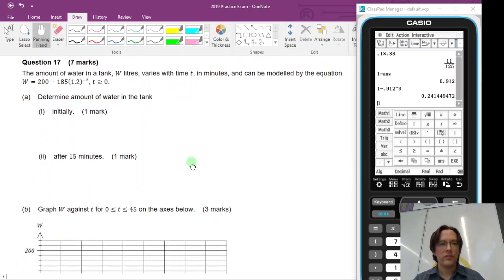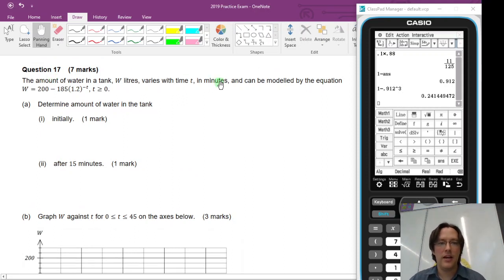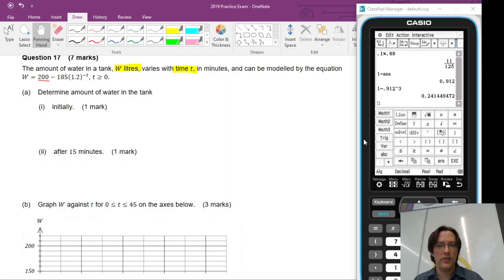Okay. The amount of water in a tank is W liters, and it varies with time T in minutes, modeled by this equation. So what kind of equation have we got? We've got an exponential that starts at 200 and gradually goes down. Now this T is a negative T, so eventually we would expect that to, what would that do? Actually, no, it looks like it's going up, but we'll have a look at what happens. It looks like it does not start at 200.